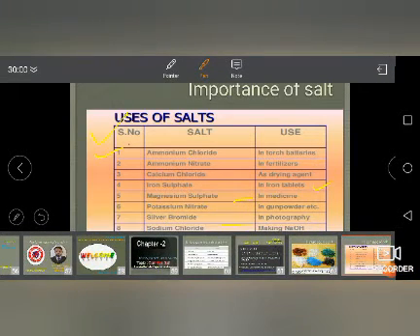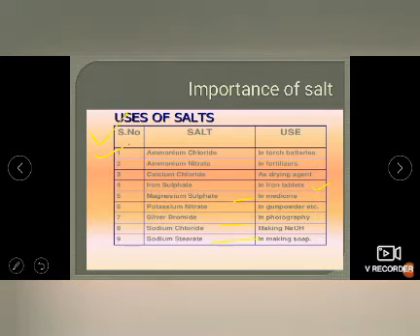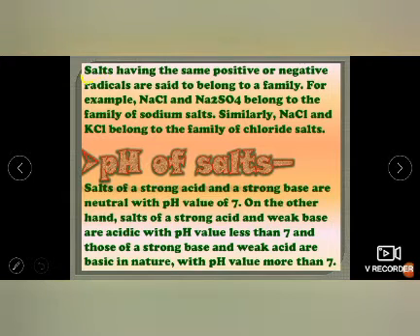Sodium chloride is used to make NaOH, caustic soda. Sodium stearate is used to make soap. So these are the 9 types of salt and 9 uses. Learn this, it can be asked in the examination. Now salts that have the same positive or negative radical are said to belong to a family. For example, NaCl and Na2SO4 belong to the family of sodium salts. Mean all those salts whose formula starts with Na belong to the sodium family, which is known as soda. And sodium chloride and potassium chloride belong to the family of chlorides because chlorine is there.